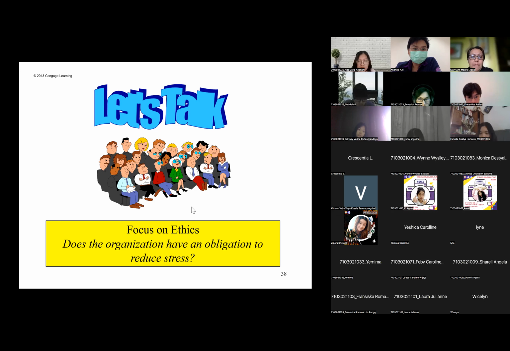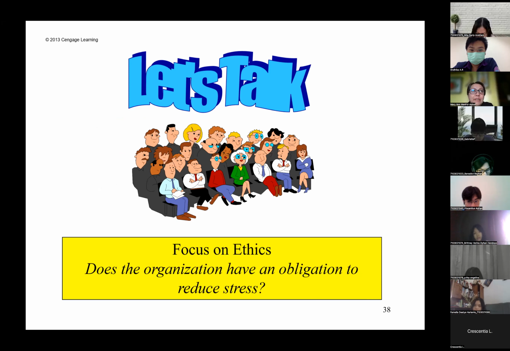Okay. On the ethical aspect of our discussion on stress and occupational health, let's look also at the ethics part. Does the organization have an obligation to reduce stress? If you're talking about a company, there is this workplace, and many workers are already experiencing stress. Is that company, that organization, obligated or does it have the responsibility to look into these employees so that the company will do something to reduce stress? Any thoughts from the class, please?